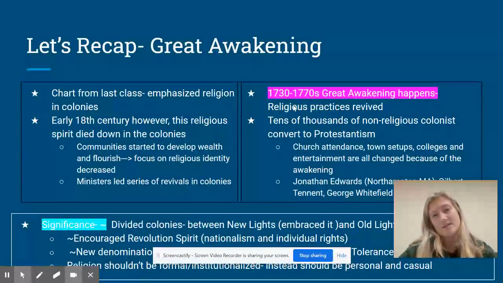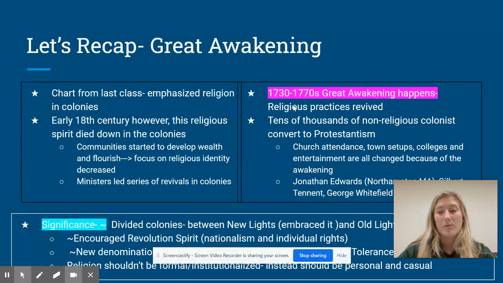A significance of the Great Awakening was that it divided the colonies. So as I said, it changed the religious practices. So you had some, the New Lights, who embraced this change in religion within the colonies. But then you had the Old Lights, as they were called, who preferred the traditional practice of religion. There were new denominations that were formed. There was this idea that religion shouldn't be formalized or institutionalized. Instead, it should be a personal connection between an individual and God, and that it should be casual and it should be up to individuals.